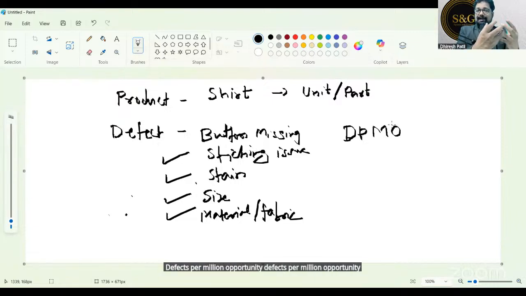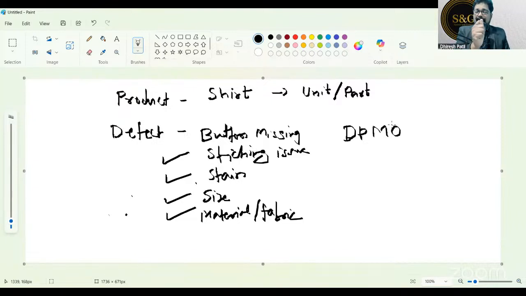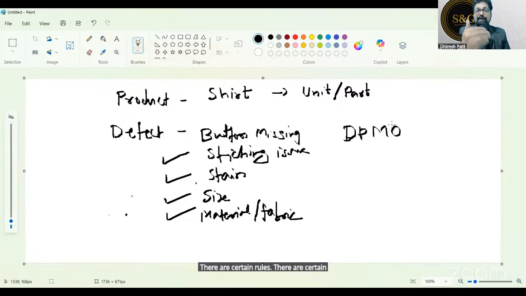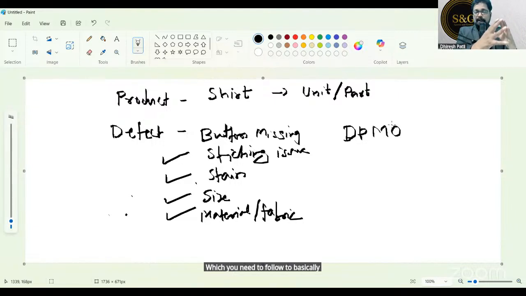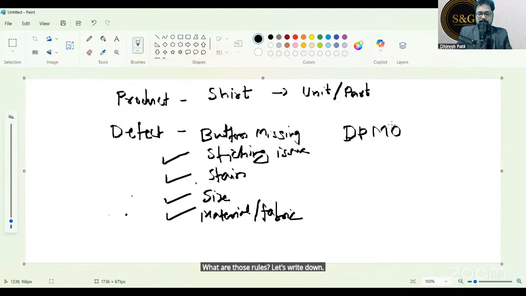Before I deep dive into defects per million opportunity, first let me explain to you how you finalize the defects. There are certain ground rules we have to follow. There are three major rules which you need to follow to make sure that those defects are identified. What are those rules? Let's write them down. So the rules to define the defects.